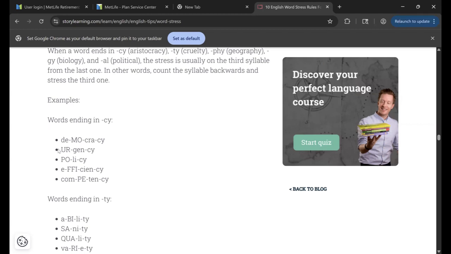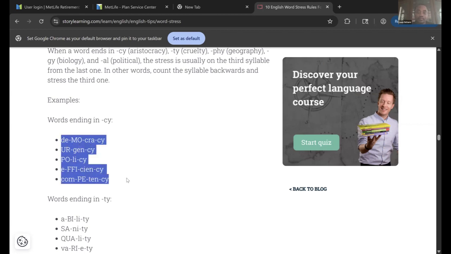Does that make sense? Okay, who can apply the rule? I just want you to see the rule and apply it. Go ahead. Larissa, you want to try? Okay, go ahead.